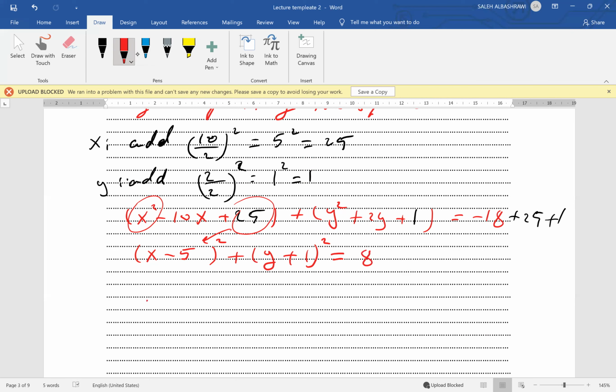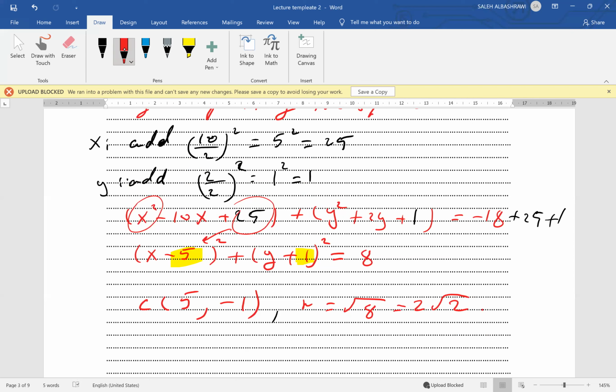So the center for this circle is given by 5 and minus 1. These are the coordinates of the center. Take the opposite of the sign: it is minus 5, so I will take plus 5; plus 1, I will take minus 1. And the radius r equal to the square root of 8, or it can be written as 2 square root of 2. So this is the center and the radius.